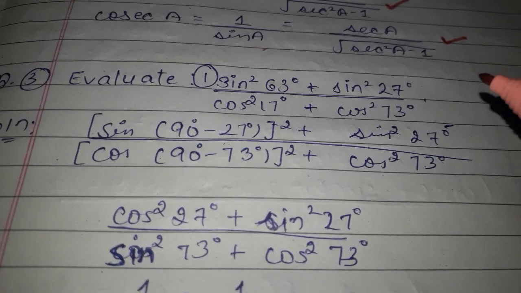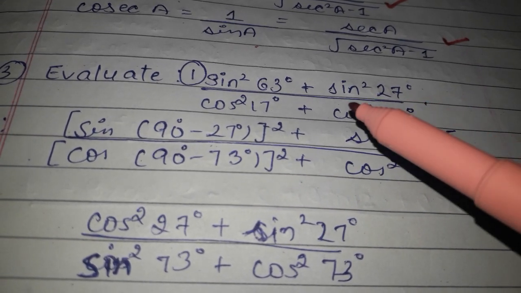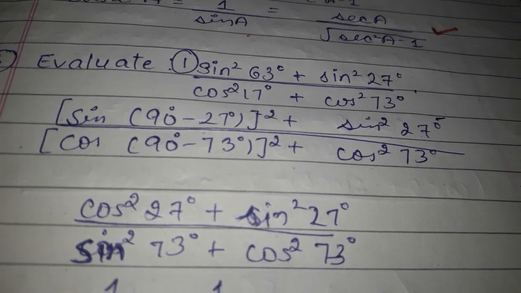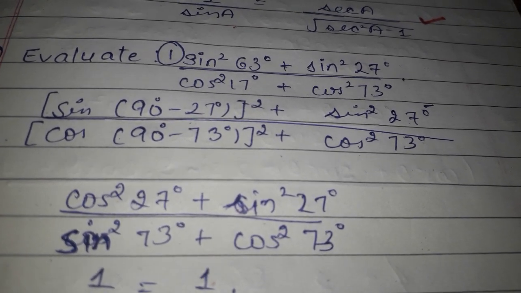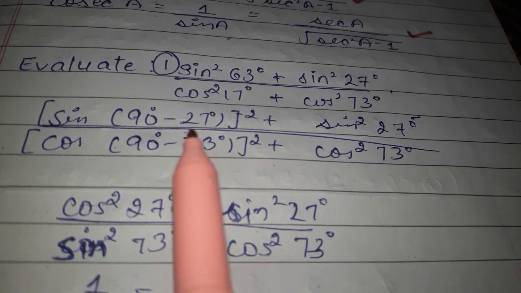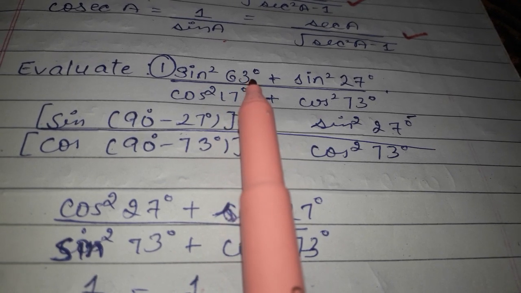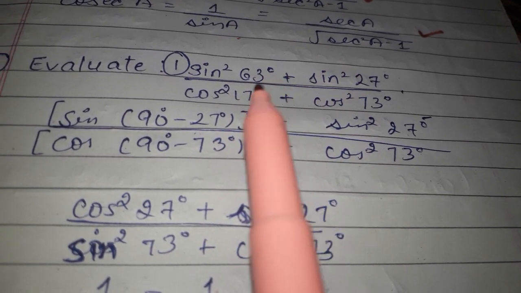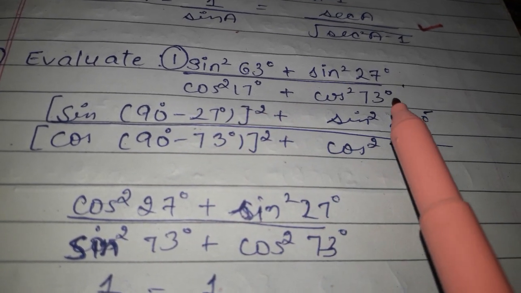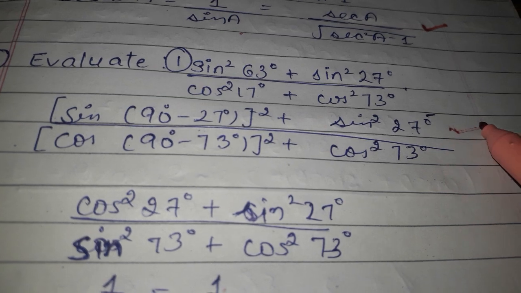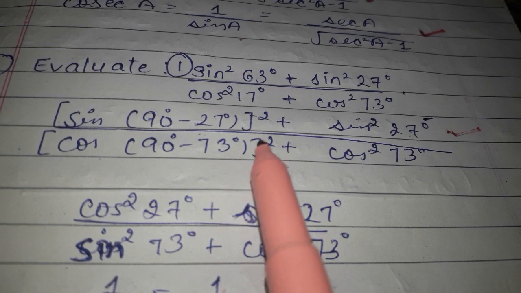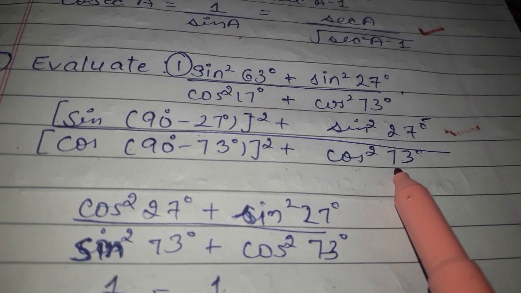Evaluate sin square 63 degree plus sin square 27 degree upon cos square 17 degree plus cos square 73 degree. We will use identities like sin of 90 degree minus theta is cos theta, and cos of 90 degree minus theta is sin theta. So I will represent sin square 63 degree as sin 90 minus 27 degree whole square, plus sin square 27 degree written as it is. Now cos square 17 degree can be written as cos 90 minus 73 whole square, plus cos square 73 degree written as it is.